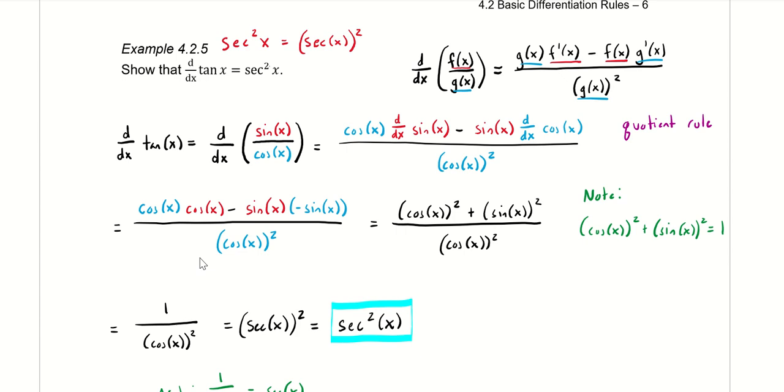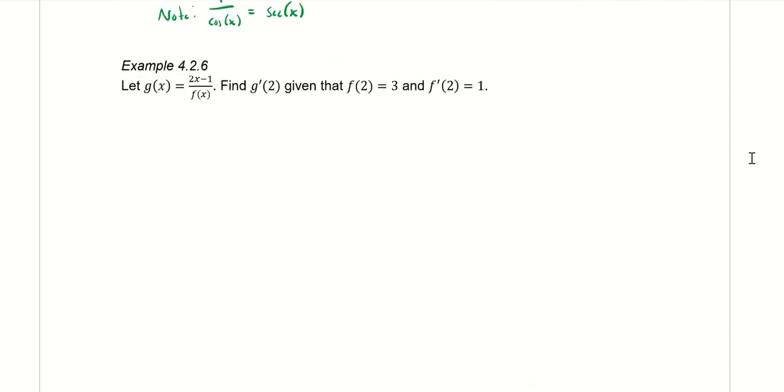Let's do another one that uses the quotient rule just because it's one of the longer ones that we're going to see. So I'm going to just copy that. Let's look at this one here. So let g of x equal 2x minus 1 over f of x. And we want to find g prime of 2, given that f of 2 is 3 and f prime of 2 is 1. So we want to find the derivative at a certain value based on some additional information here. And we actually have just some unknown function here, but we know some stuff about it.